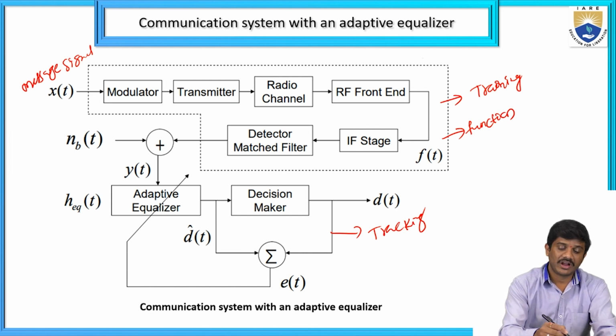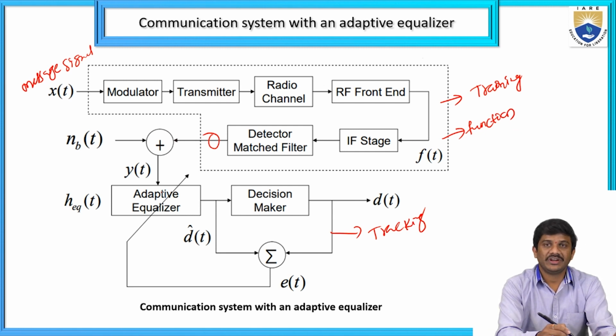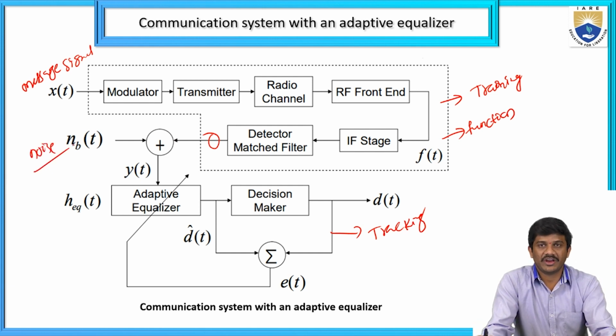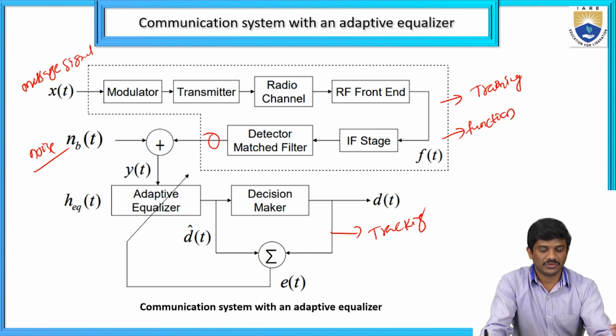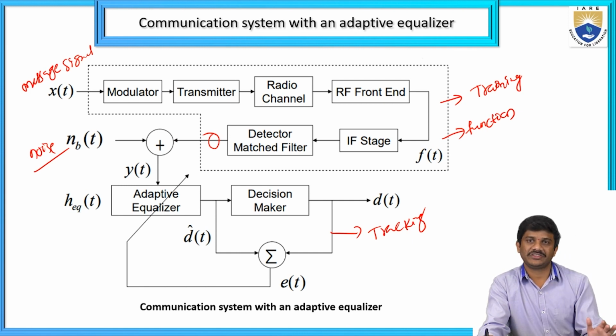Then the output from the training section can be given to the adaptive equalizer. Here we can add the noise to the output of the detector matched filter, and those two will be given to the adaptive equalizer. Here it equalizes the tracks.